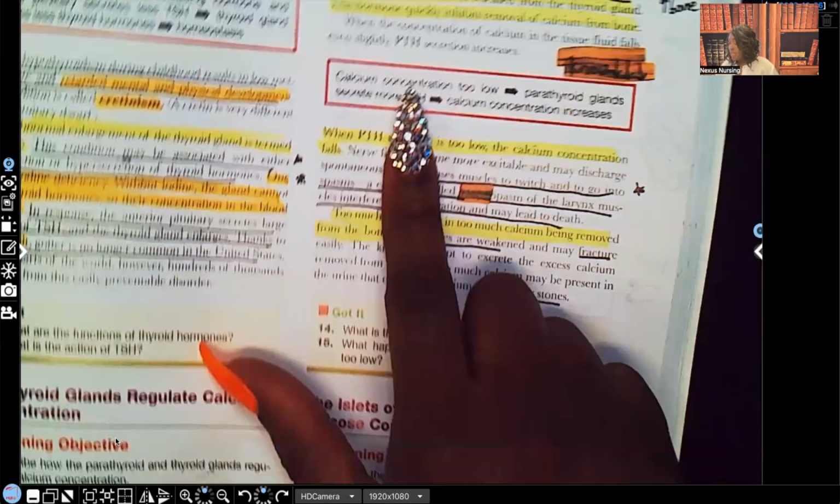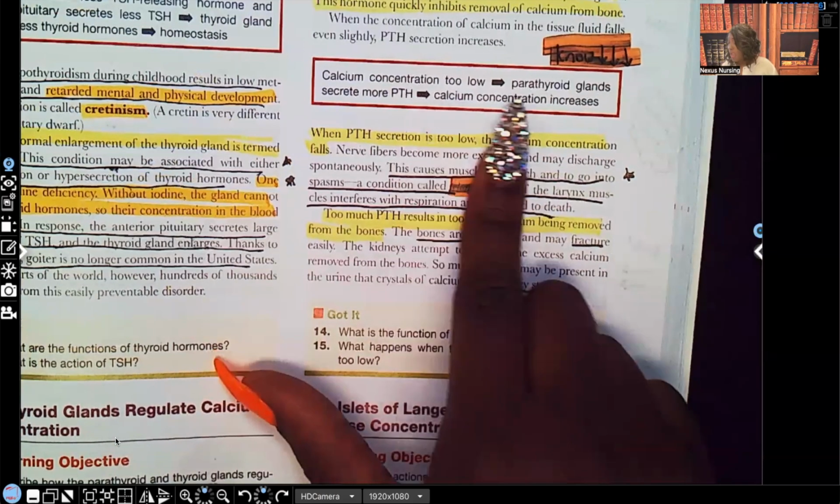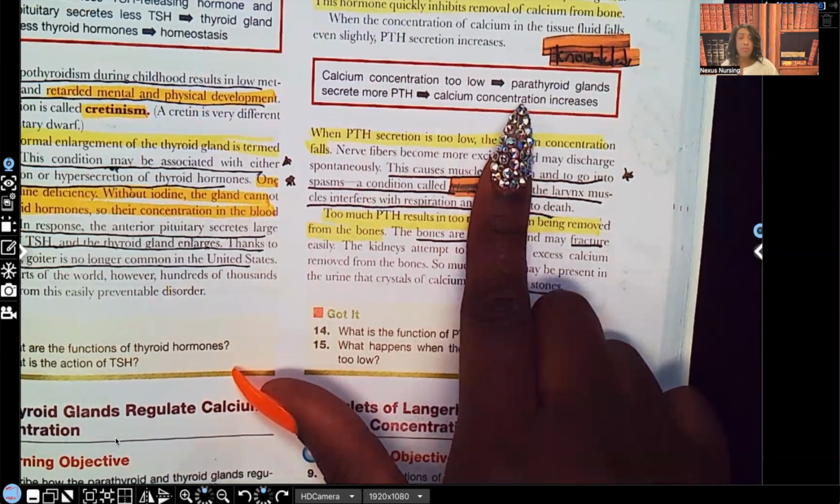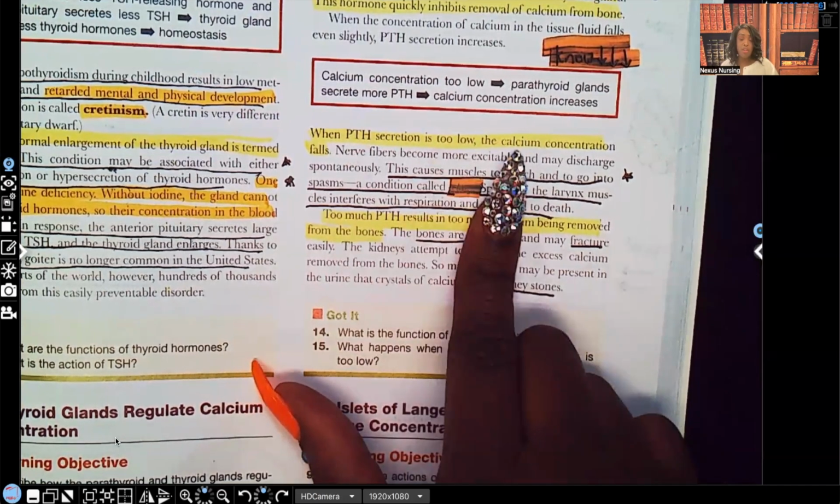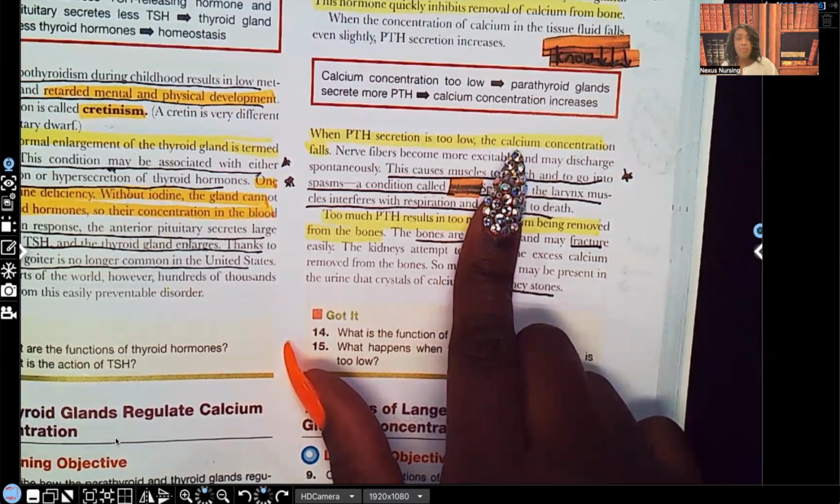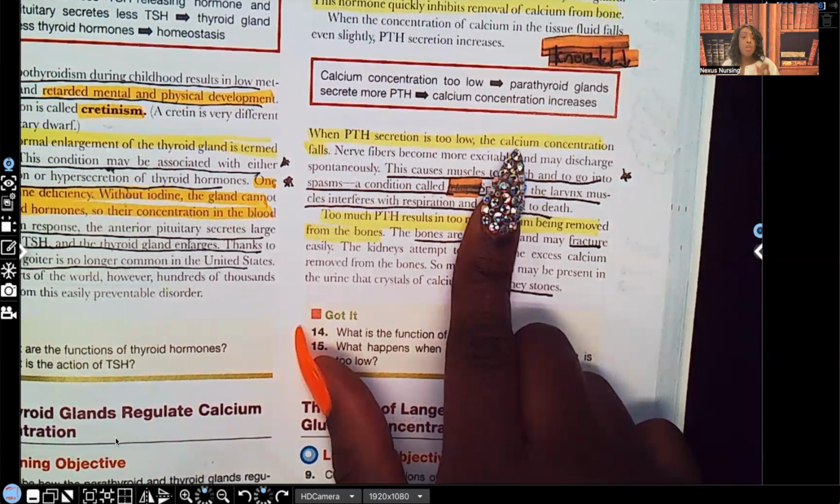So take a look. When the calcium concentration in the blood is too low, there's not enough calcium in the blood, the parathyroid glands secrete more PTH, and it makes sense because we know PTH increases the calcium level in the blood, and then calcium concentration increases. When parathyroid hormone secretion is too low, the calcium concentration is going to fall. Why? Because the parathyroid hormone is responsible for increasing the calcium levels in the blood. How many times has the author of this book told us the same thing? 1,000,000. Why? It's important for you to know, you're going to see it on a test somewhere. So when PTH is low, the calcium concentration is going to be low.